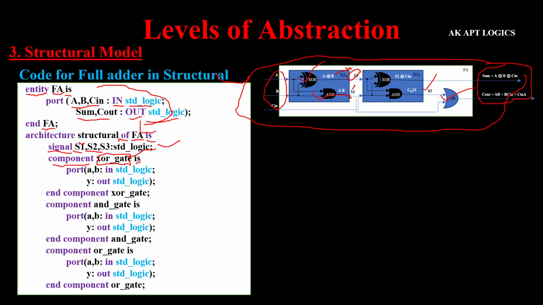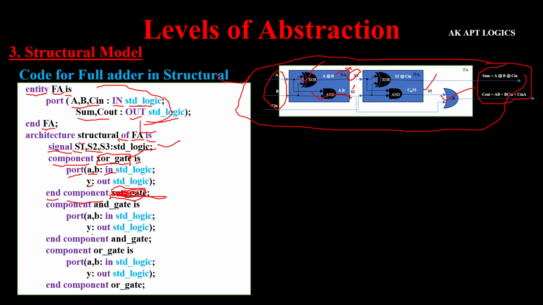Is, okay, is a keyword. Again, port, we are going to mention A comma B. These are your wish. A comma B colon in STD logic, Y colon out STD logic, and we are going to end the component. You need to mention the name XOR gate. This is optional whether you mention the XOR gate name or not. If there is none, then also it will work. We just put the semicolon over here.